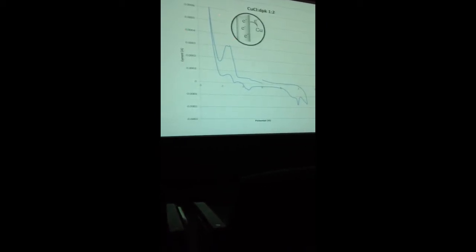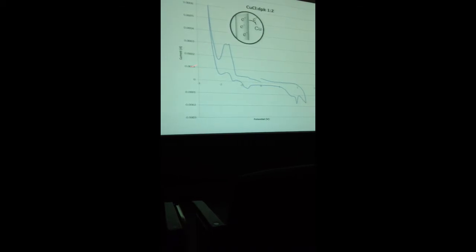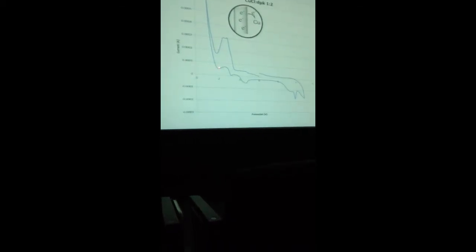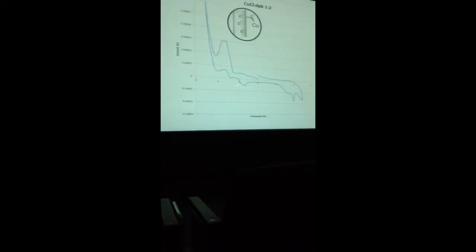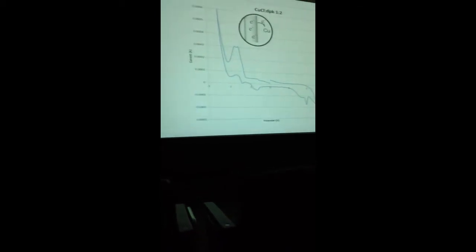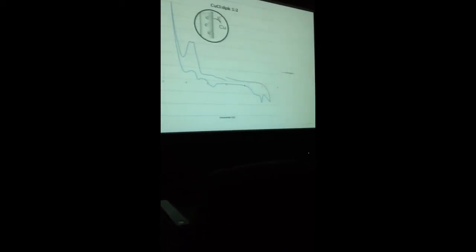And this peak right here is just water, so you can ignore that. And then I reverse the scan, and these bumps here are electrons moving from the copper back onto the electrode.